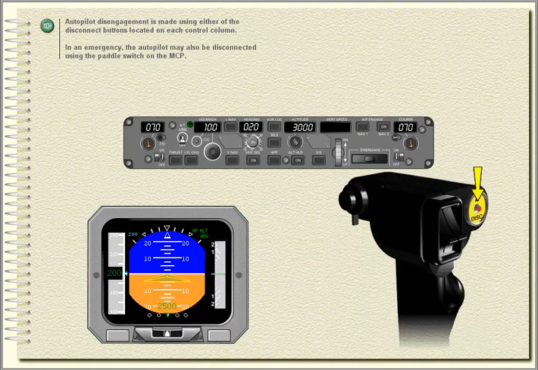Autopilot disengagement is made using either of the disconnect buttons located on each control column. In an emergency, the autopilot may also be disconnected using the paddle switch on the MCP.